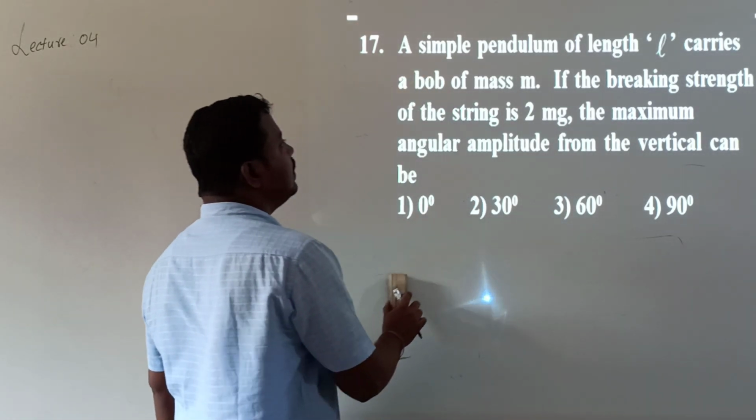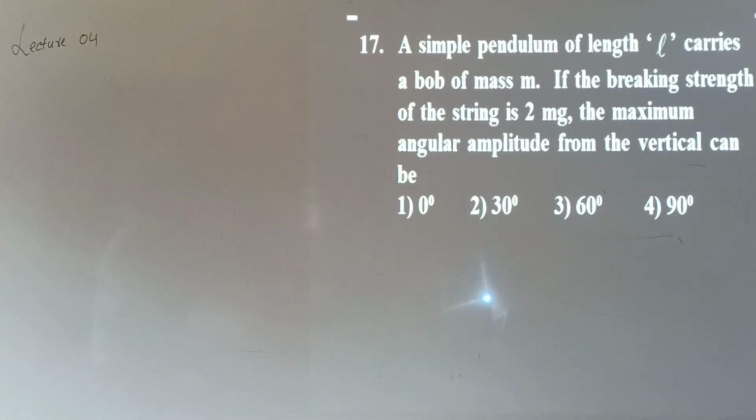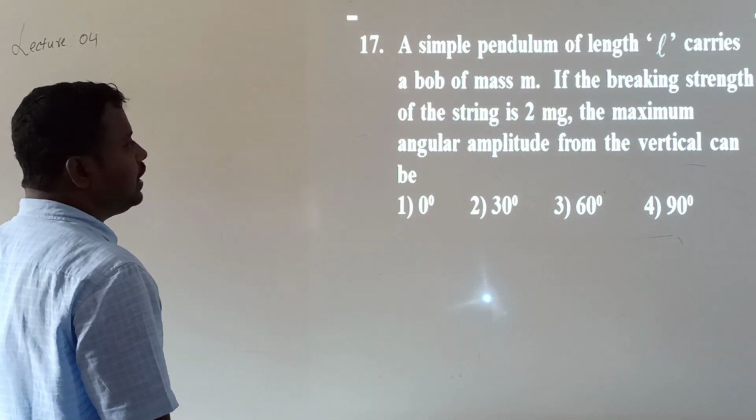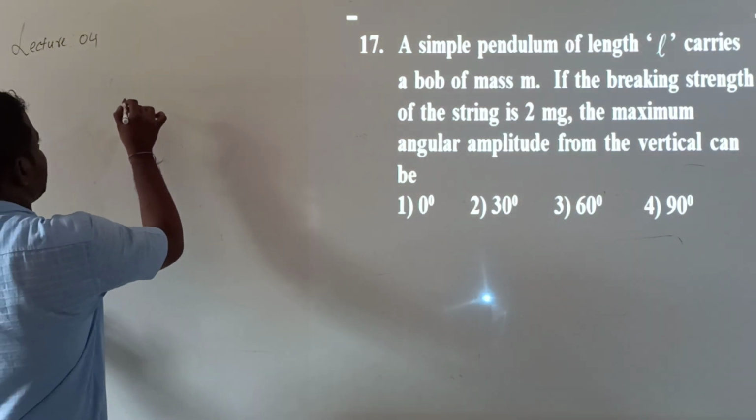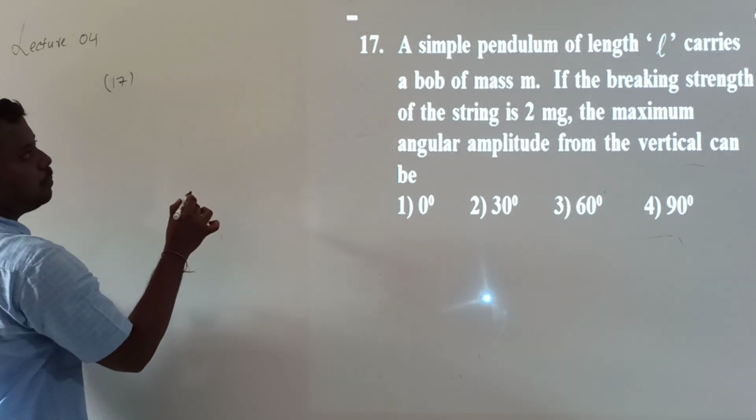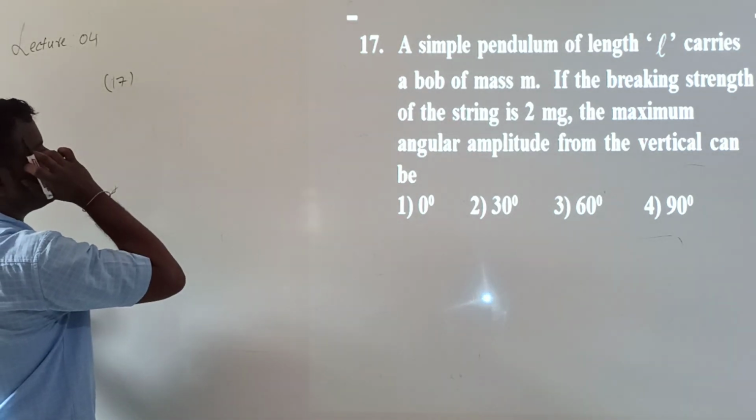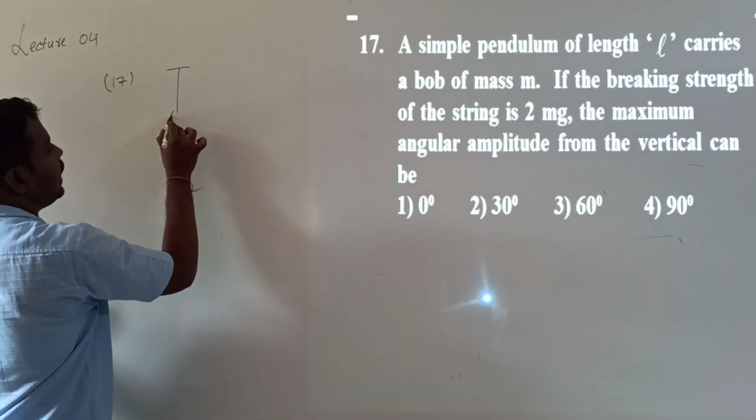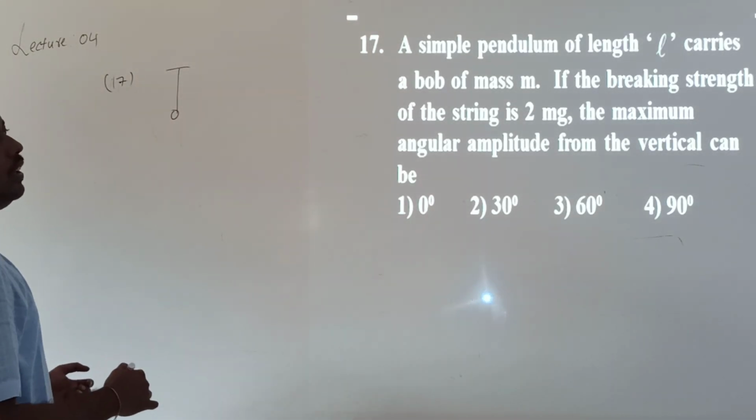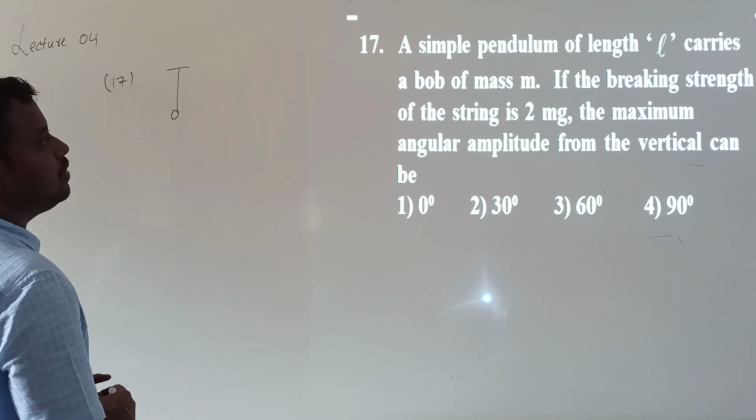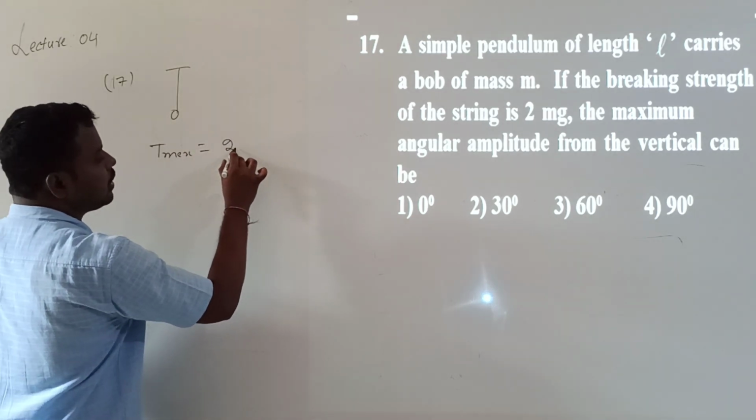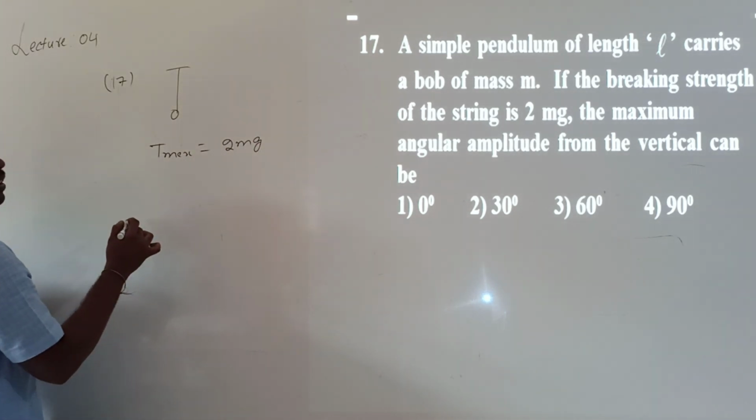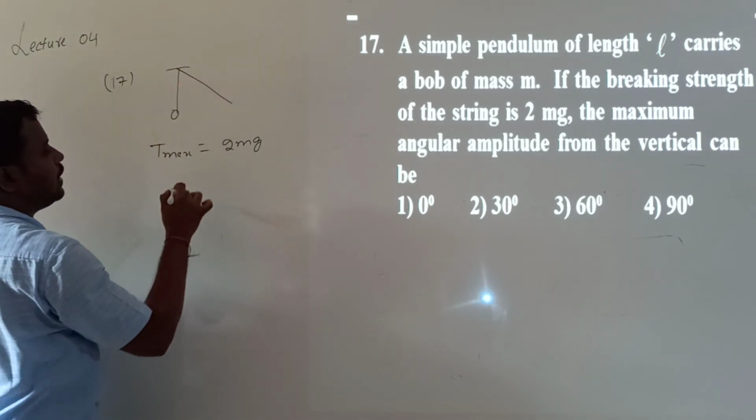The question is: a simple pendulum of length L carries a bob of mass m. If the breaking strength of the string is 2 mg, the maximum angular amplitude from the vertical can be? So one simple pendulum is carrying one bob of mass m. The breaking strength of the string is nothing but T max. T max value is equal to 2 mg. What is the maximum angular displacement they ask you to calculate?